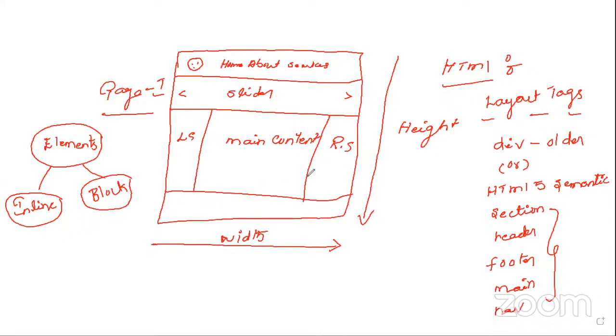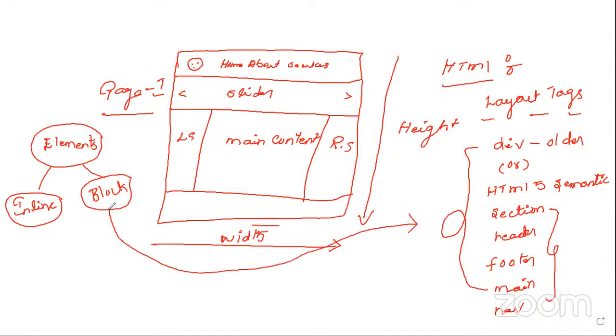Now I'm going to explain the tags that I listed over here. All these tags come under block level. These guys are block level tags. Generally, a block level tag will block the whole row which is available in the web page. I'm going to explain about that.